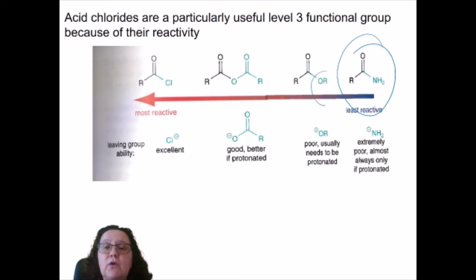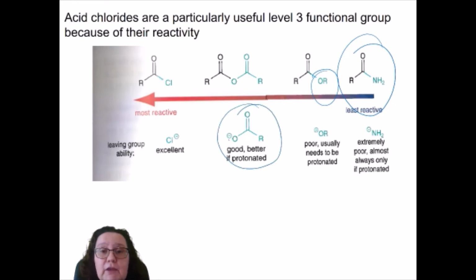The OR minus functional group, which is again not a particularly good leaving group and usually needs to be protonated, to form the alcohol, to be able to leave the molecule. The carboxylate anion, which is a good leaving group, and even better if it's protonated and in the form of the acid. And then finally you have the chloride anion, which is an excellent leaving group because the chloride anion is perfectly stable in solution. So that determines the reactivity of that series of carboxylic acid derivatives.